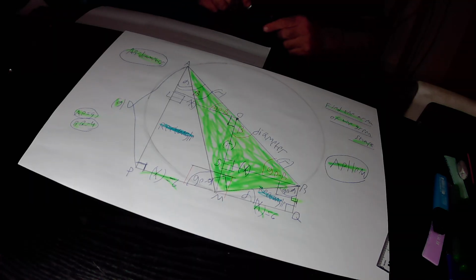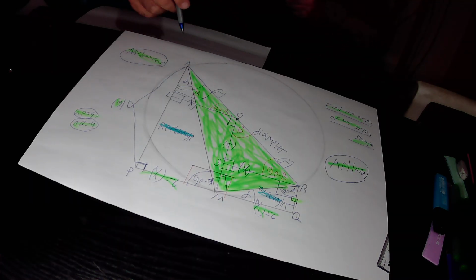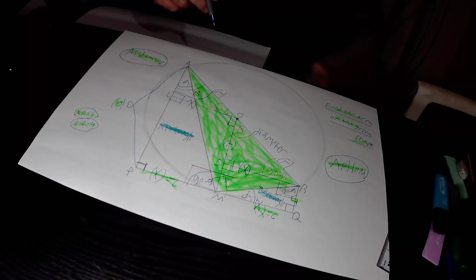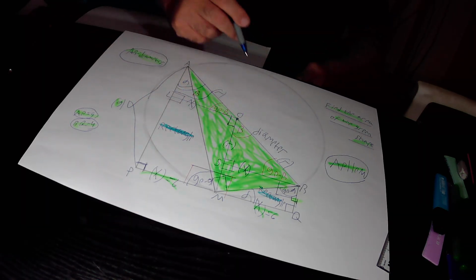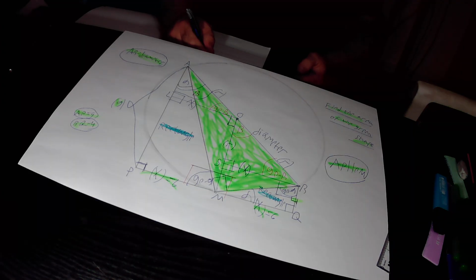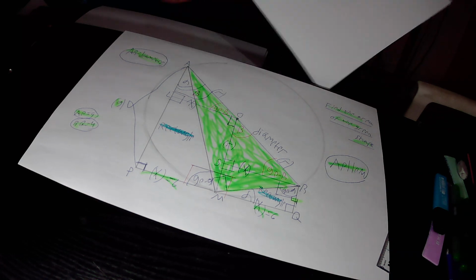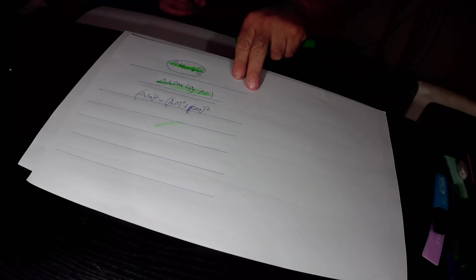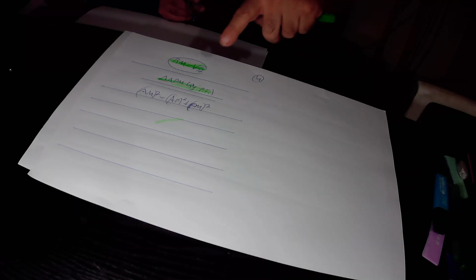In the right triangle APM, by the Pythagorean theorem, AM squared equals AP squared plus PM squared. So write it down: AM squared, that is the Pythagorean theorem, equals AP squared plus PM squared. And again, in the big right triangle AMP, we apply the theorem: AM squared equals AP squared plus PM squared.